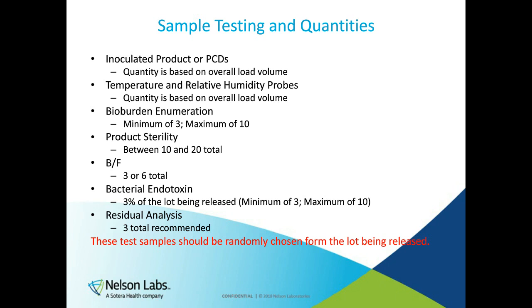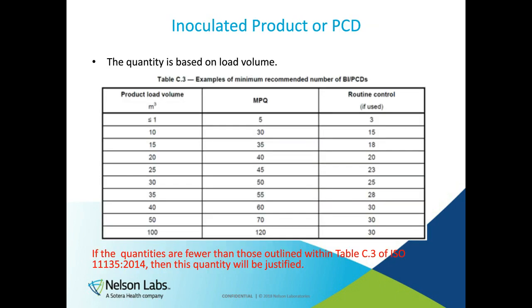So here's an example of the inoculated product or PCD quantity, the table that is outlined in Annex C, table C.3. So in the table, if you look at the right-hand side of the table, you'll see it goes by load volume, and those load volumes show a specific quantity that you'll need to use for your MPQ and routine control if you have a routine control use.